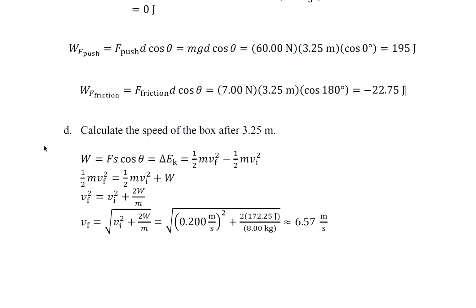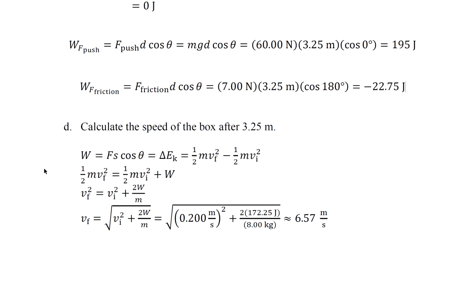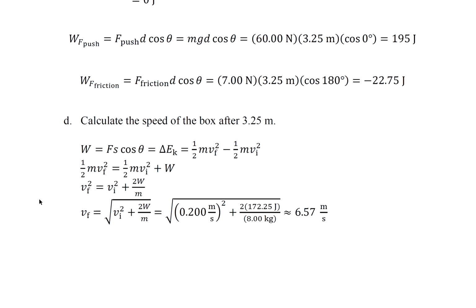Part D, calculate the speed of the box after 3.25 meters. Work is equal to F s cosine theta, which is equal to the change in kinetic energy. So solve for V final. Plug in the numbers.